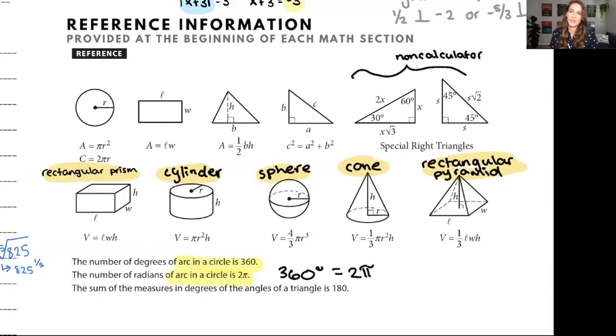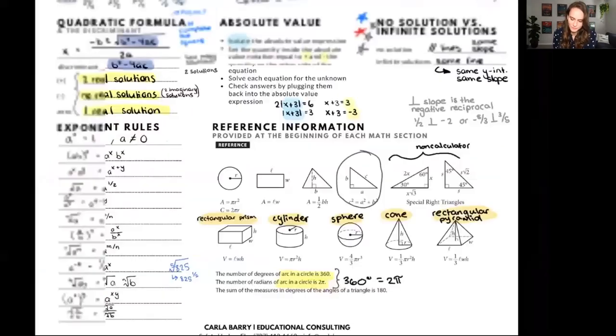They also give you that 360 degrees equals 2 pi down here when they tell you that there's 2 pi radians in a circle, or 360 degrees. And then they give you all the basics: the area and circumference of a circle, area of a rectangle, triangle. They give you the Pythagorean theorem right here. And then you can use those special right triangles on no calculator questions instead of using the Pythagorean theorem. So that's also an option.